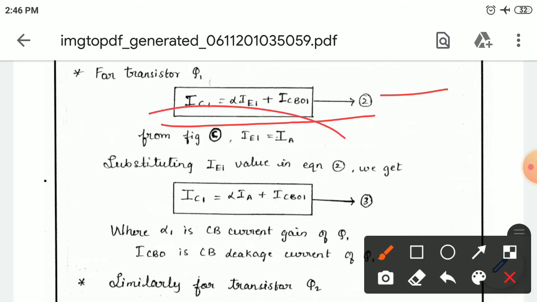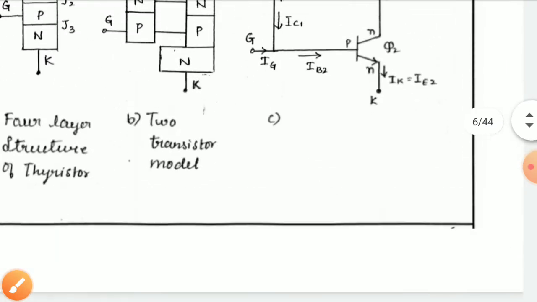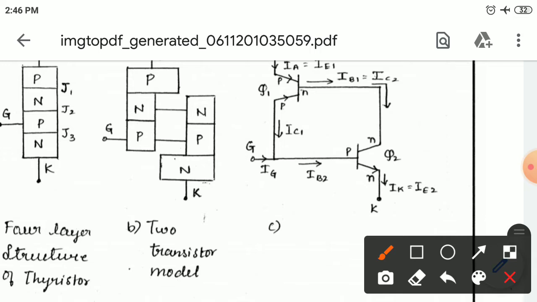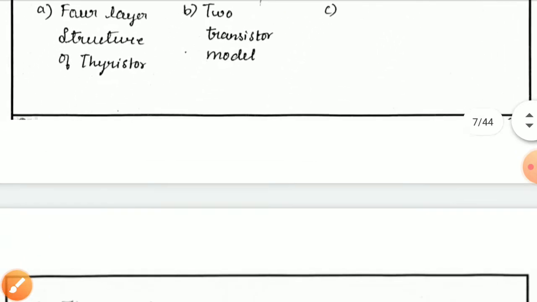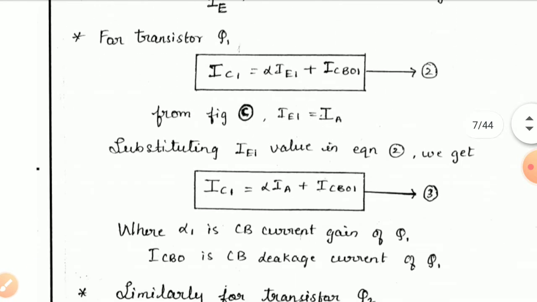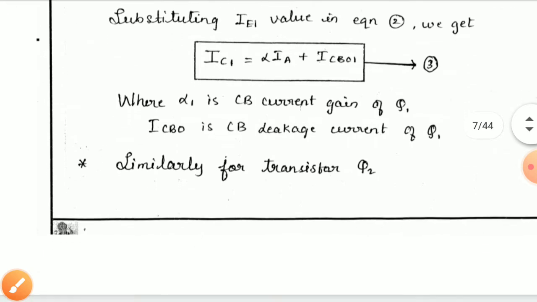Similarly, from the figure, IE1 is equal to IA. Whatever emitter anode current is flowing is the same as IE1, the emitter current of transistor 1. Just substitute IE1 equal to IA in the above equation, and you will get IC1 is equal to alpha 1 times IA plus ICBO1, call it equation number 3. Here alpha 1 is the current gain of Q1, and ICBO1 is the leakage current of Q1. Q1 is nothing but transistor 1.